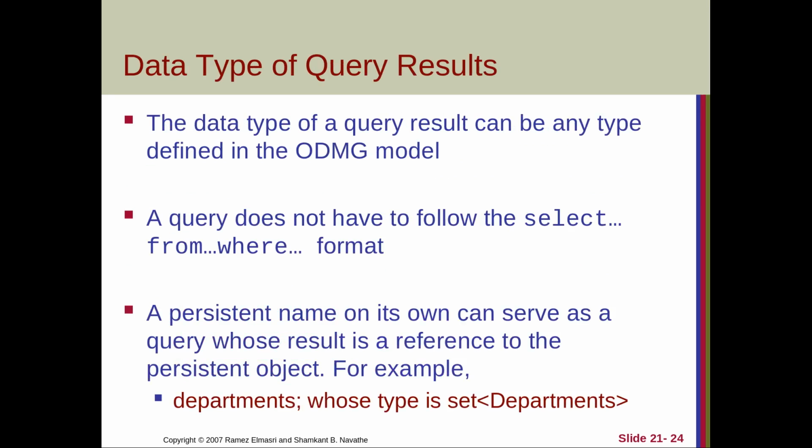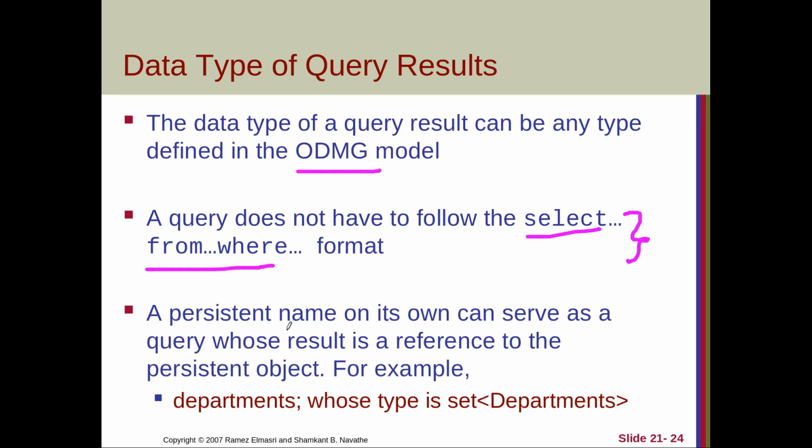Now, data type of query results. What will be the type of results that we are producing from a particular OQL query? The data type of a query result can be any type defined by the ODMG model. We don't always need to follow the normal select-from-where format for accessing the database contents. We can use some other query formats also. This is the basic format of accessing elements from object databases, but we have some other options also.